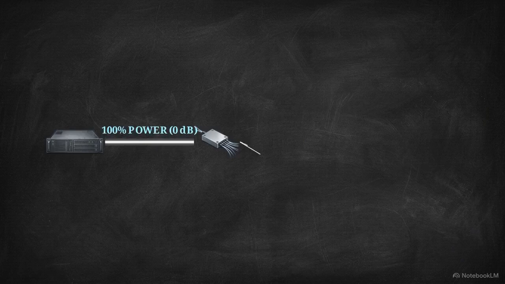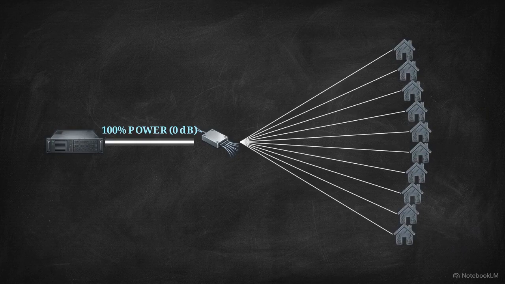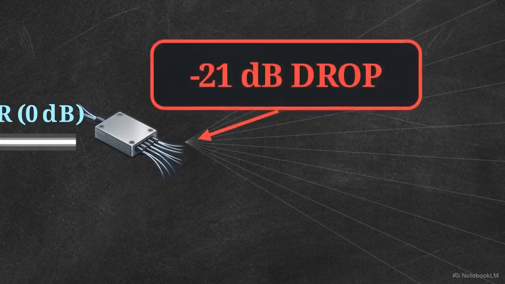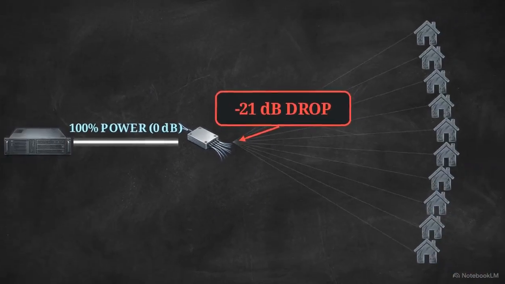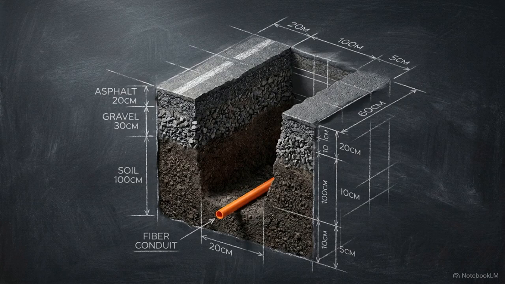Out in the field, unpowered, fused silica waveguides physically divide the incoming light wave into 32 or 64 individual beams that run to subscriber homes. Splitting light degrades its optical power. A standard 1:64 split ratio will inherently destroy roughly 21 decibels of signal power before the light ever reaches a receiver. To expand network capacity without the massive expense of trenching new physical fiber lines, engineers utilize wavelength division multiplexing.